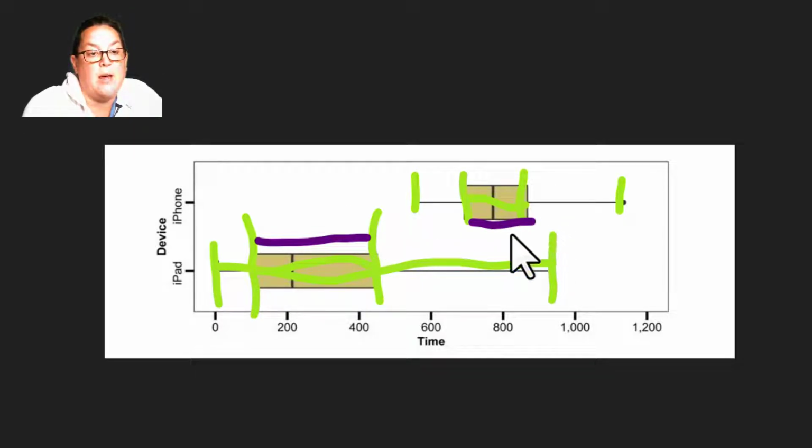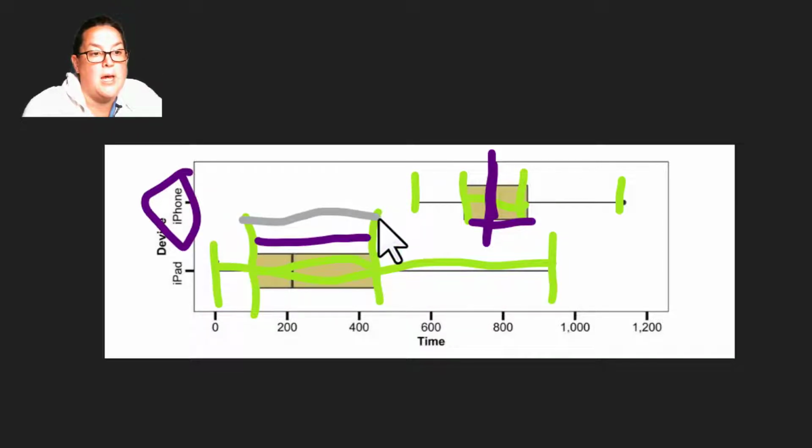So I would say iPhone has a higher average time, because this is where the median is and it's completely above the box in comparison to the iPad. I also would say that the iPad is going to have more variability, because the size of its box is larger than the size of the iPhone's. So that's how these two compare.